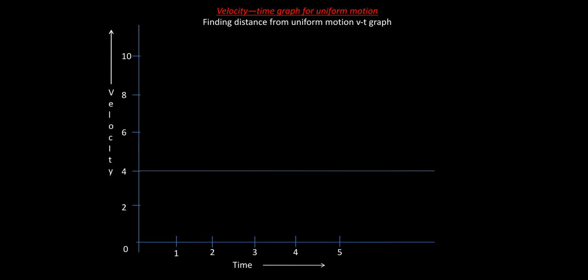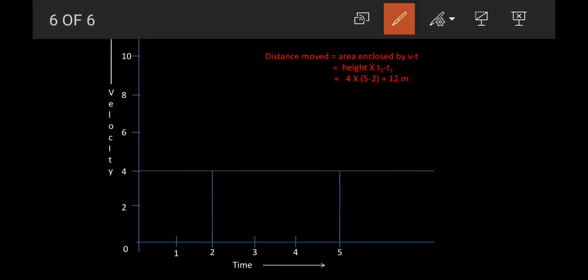Now to find distance, choose any 2 points on the time axis. Let's say you have to find the distance traveled by a body when it is moving from time t1 to t2. So you can choose any 2 points. How to choose? Draw perpendicular lines. Like this, I am drawing two perpendicular lines. So you have to find the distance traveled by a body from time t1, that is 2, to time t2, that is 5. So let's say this is your t1 time and this is your t2 time.